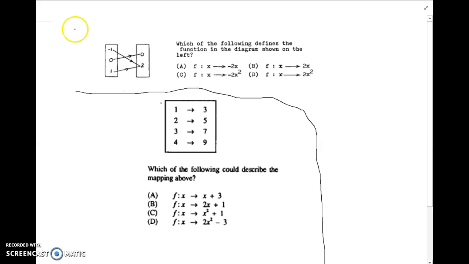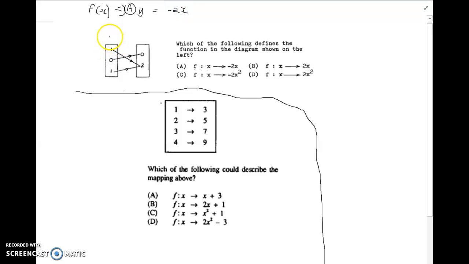Our first question, which is at the top: which of the following defines the function in the diagram shown on the left? This is the diagram here. First thing I want to let you know is that when we have f, the colon and the x, that's f of x, and f of x is the same thing as saying y. So let's look at A first. y is equal to minus 2x.